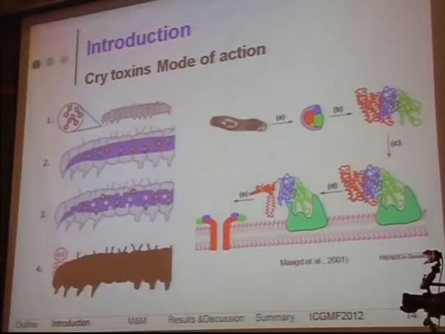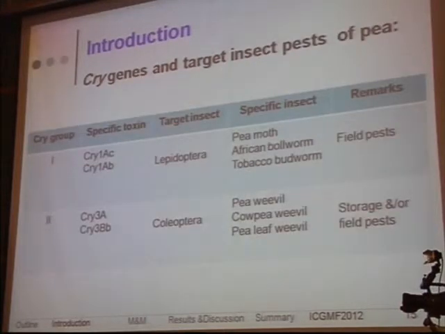So the insect eats the spores, let's say, then after recognizing the activation of the protein and binding to the receptor, the insect stops eating, and later the insect will die. So this is the action.